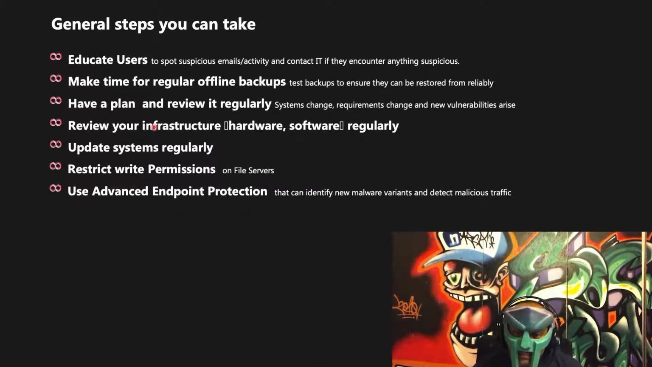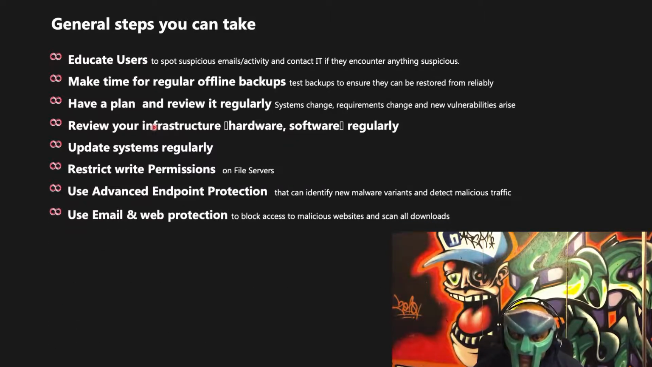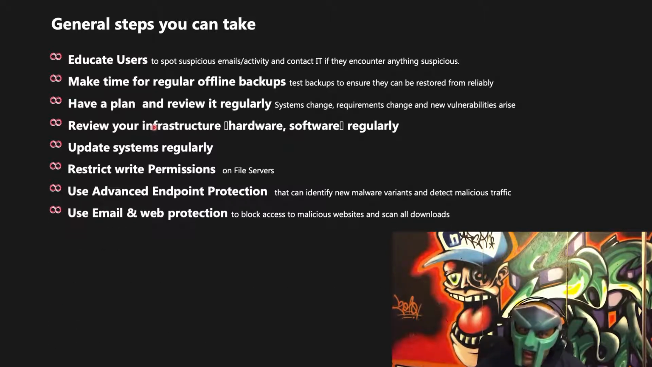Use advanced endpoint protection. Goes without saying. It's one of the specific to-dos for this particular episode and this particular problem of malicious PDFs. You want an endpoint protection that can identify new malware variants and detect malicious traffic. You want to use email and web protection, again specific to this, to block access to malicious websites and scan all downloads.